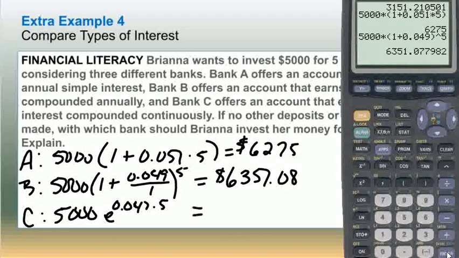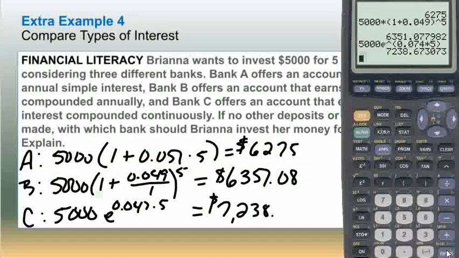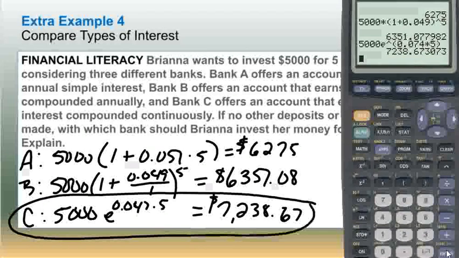And Bank C, PERT formula, so that's 5,000 times base e raised to the 0.047 times 5 gives us a balance of $7,238.67. So Bank C would be a better place for her to put her money because it would grow at a quicker rate.